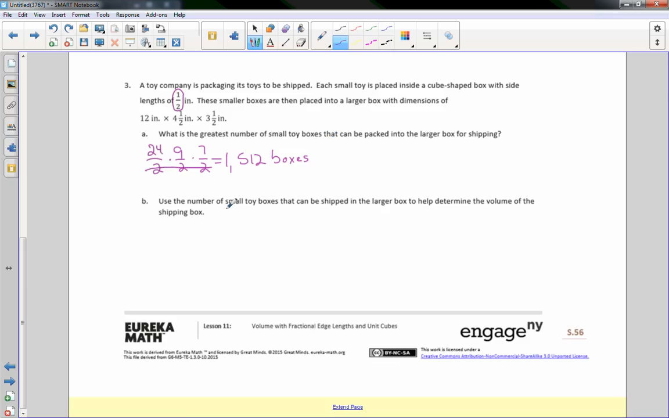Part B says use the number of small toy boxes that can be shipped in the large box to help determine the volume of the shipping box. Okay. So I take my number of boxes, which is 1,512, and I multiply that by 1/8.